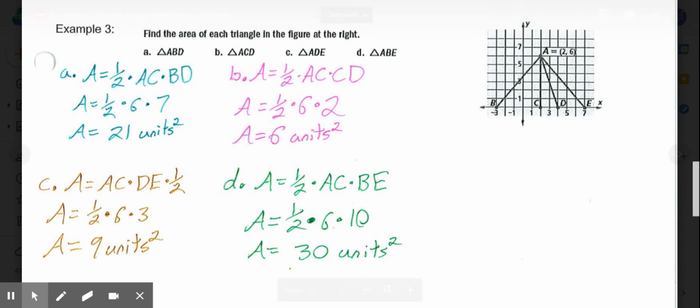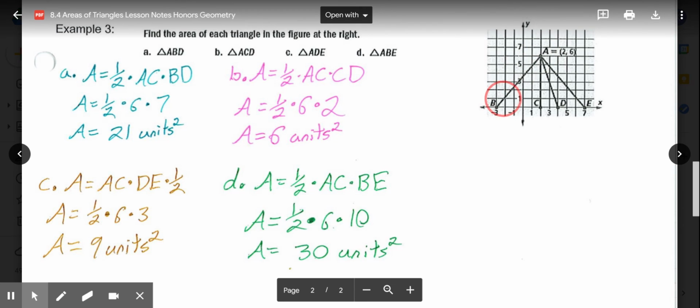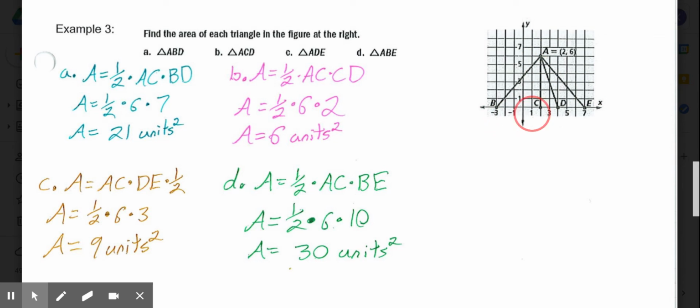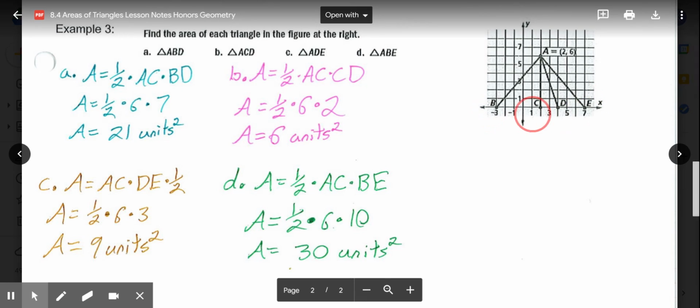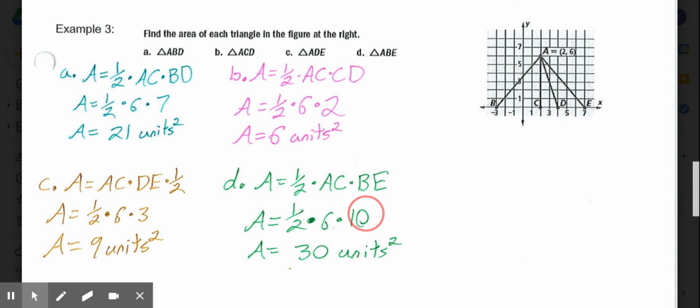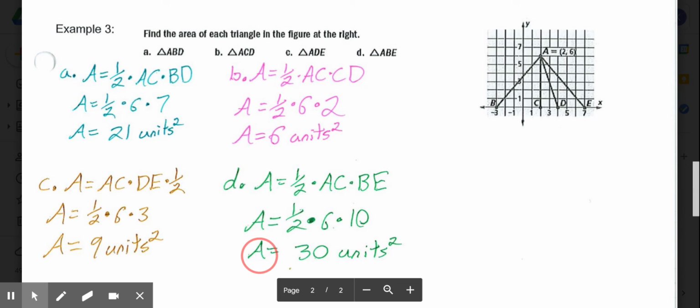And then our last one, triangle ABE, so the large triangle here. So in triangle ABE, again, our height is still AC, and the base is the distance from B to E, that whole segment. So AC being 6, BE being 10, and half of that, so 6 times 10 is 60, half of that is 30. So area of that triangle is 30 square units.